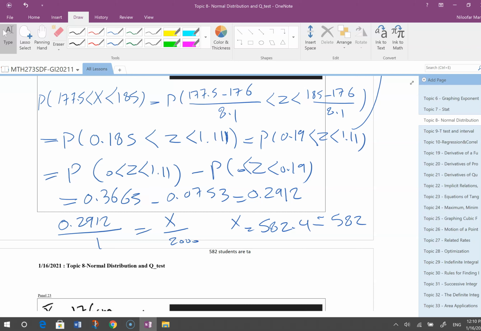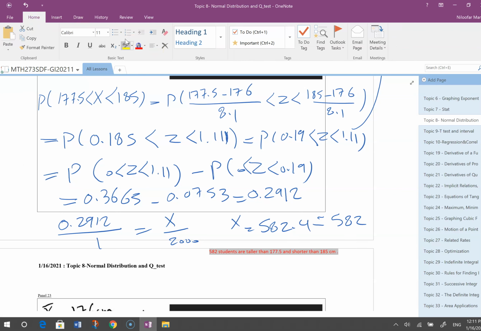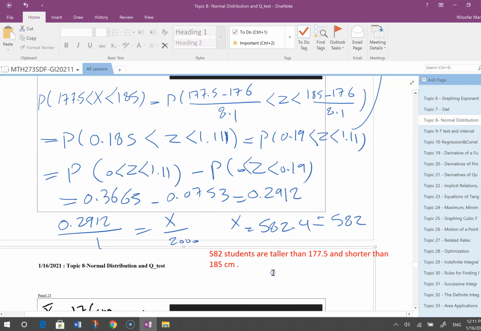are taller than 177.5 and shorter than 185 centimeters. Okay, so yes, this one here.